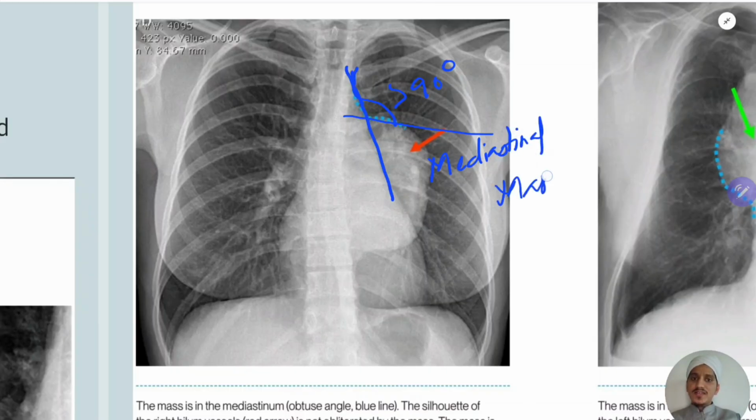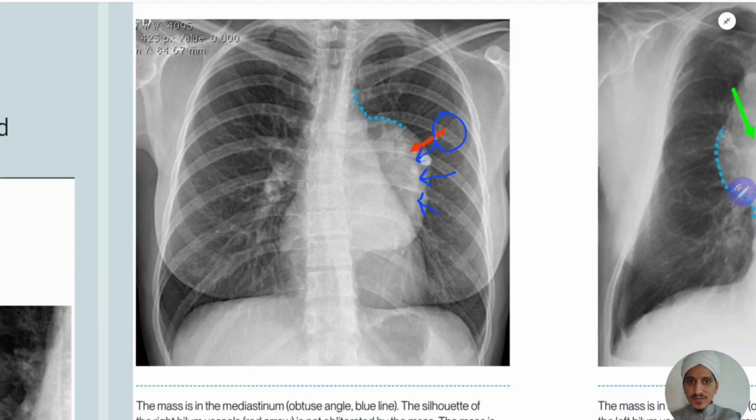So one thing we have known is that there is a mass present in the mediastinum. Now we need to know in which compartment the mass lies. For that, you look at the hila. You are able to make out the border of the left hilum. I will show, the red arrow, you can see this is the border.